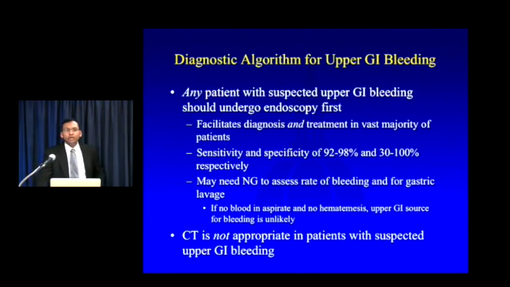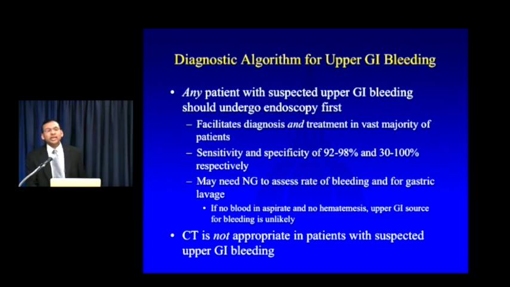Now, I think it's worth noting before we go any further that any patient with a suspected upper GI bleed, so if you have clear clinical symptoms that suggest the bleeding is coming from proximal to the ligament of Treitz, there is really no role for CT in these patients. Anyone with a suspected upper GI bleed should go straight to endoscopy, which is proven in the literature to have very high sensitivity and specificity, facilitates diagnosis, and is going to allow treatment in the vast majority of patients.